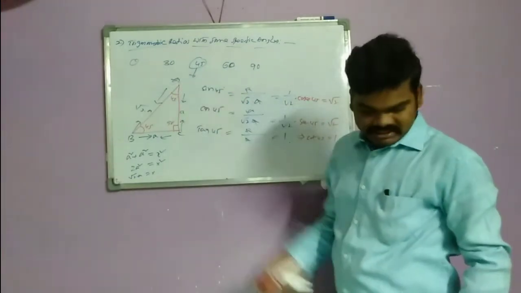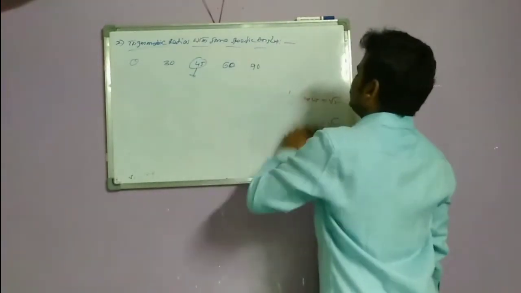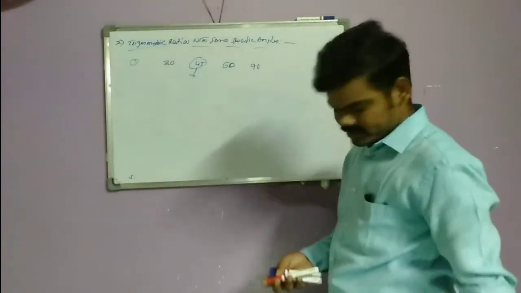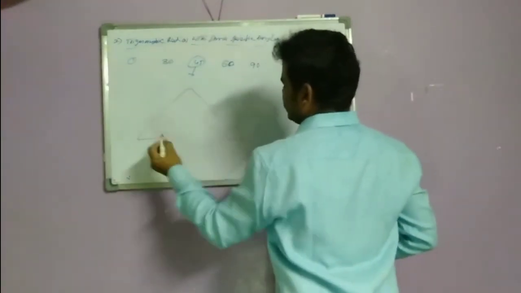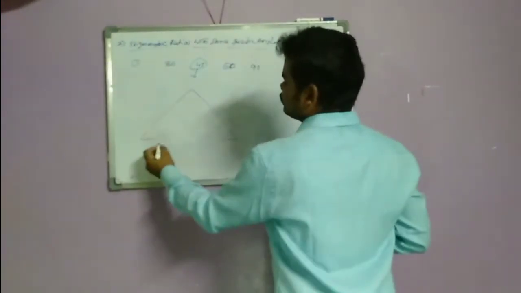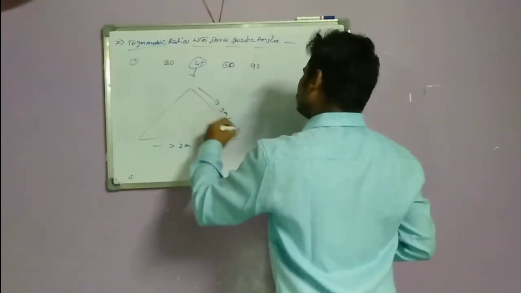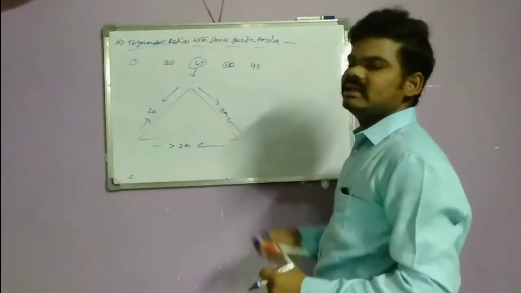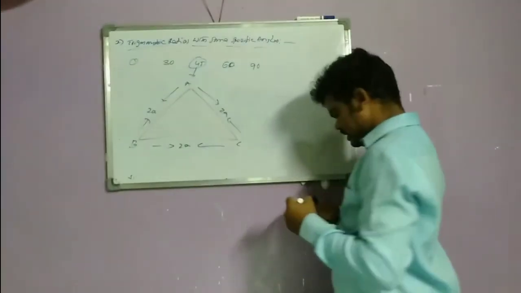Now 30 degrees derivation. While we are deriving the 30 degrees and 60 degrees trigonometric ratios, we take an equilateral triangle. If it is an equilateral triangle, the length of this side is 2a. What about the length of this side? This is also 2a. And this side is also 2a. Then we call this an equilateral triangle. So this is vertex A, this B, and this one is C.